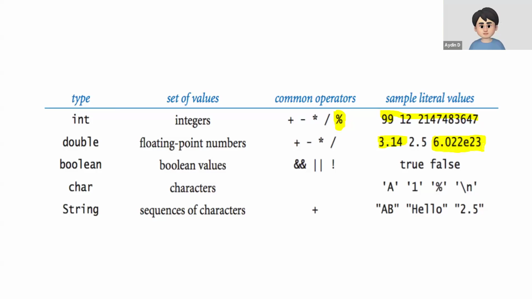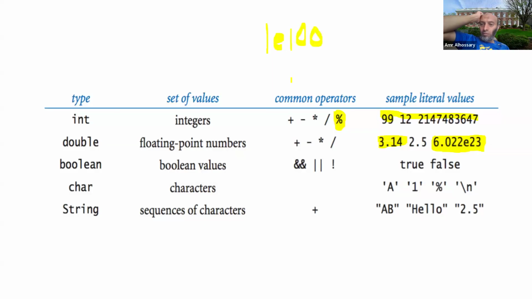So googol can be written as 1e100. This is googol, which means 1 times 10 to the power 100.